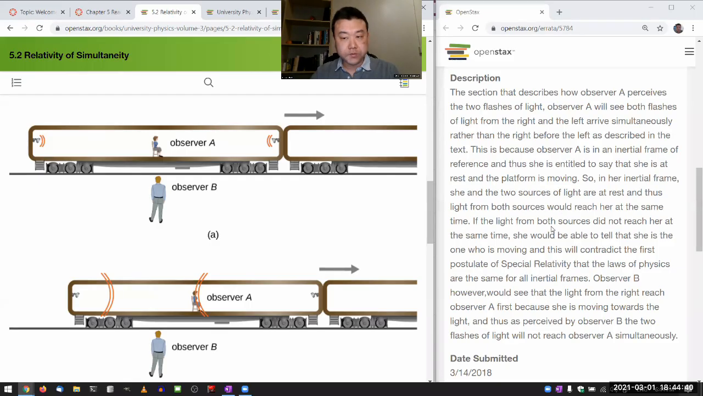If the light from both sources did not reach her at the same time, she would be able to tell that she is the one who is moving, and this will contradict the first postulate of special relativity that the laws of physics are the same for all inertial frames. Observer B, however, would see that the light from the right reach observer A first because she is moving towards the light, and thus, as perceived by observer B, the two flashes of light will not reach observer A simultaneously.